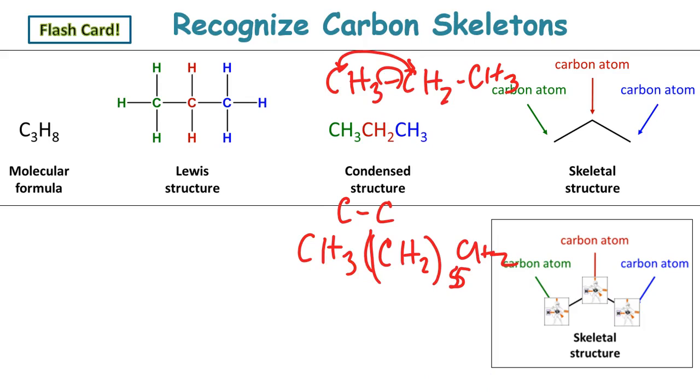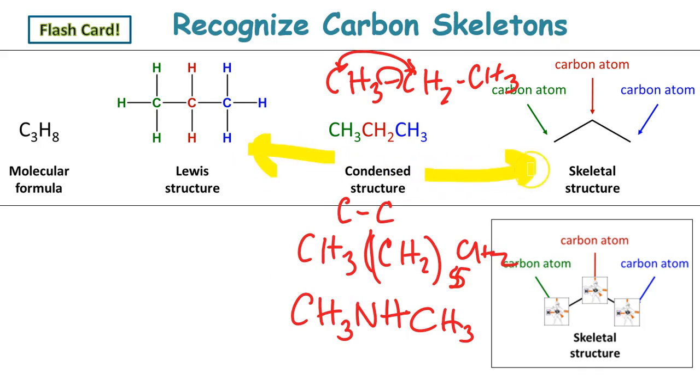All right. You also can see the condensed structure that includes, like, say, carbon attachments to heteroatoms, like nitrogen, oxygen, etc. We'll see that as well. So condensed structure can show you a lot, and no matter what, you should be able to go between the condensed structure to Lewis structure and condensed structure to a skeletal structure.